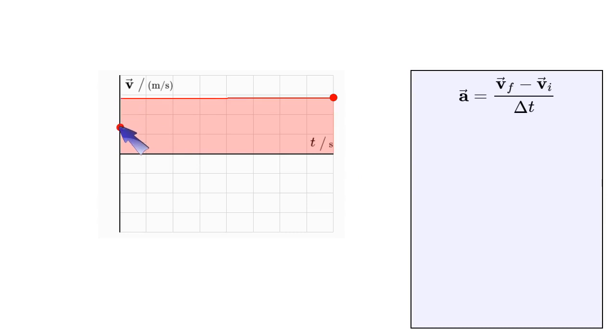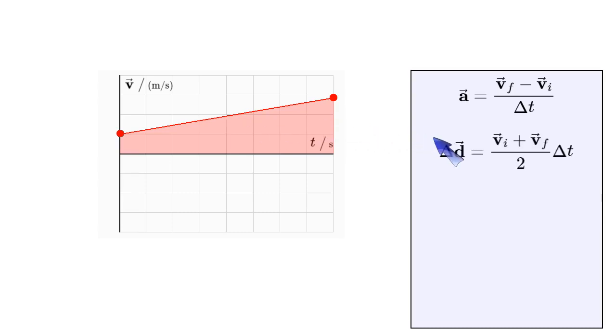For accelerated motion, delta t still describes the base, however the height is not constant. In order to get the correct area, we have to use the midpoint of the line, which is the average velocity. For uniform accelerated motion, we have a second equation, which states that we can calculate the displacement by averaging the initial and the final velocity and then multiplying by the time.